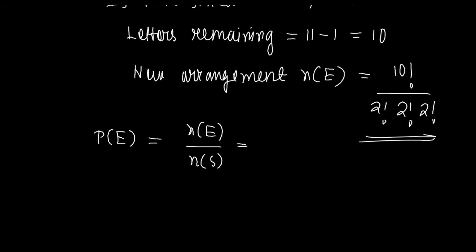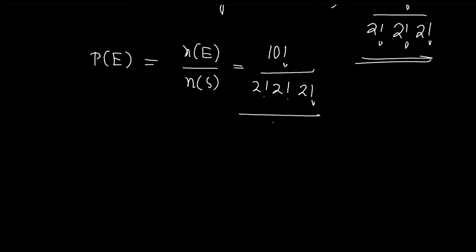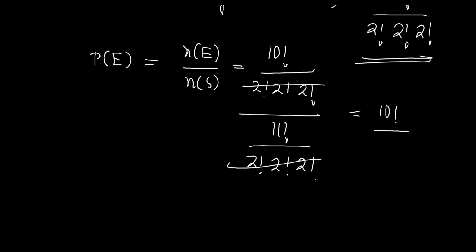Ne by ns means 10 factorial by 2 factorial into 2 factorial into 2 factorial, by ns. That is, ns is what? It is 11 factorial by 2 factorial into 2 factorial into 2 factorial. So the 2 factorials cancel. So it is actually what? 10 factorial into 11 factorial.